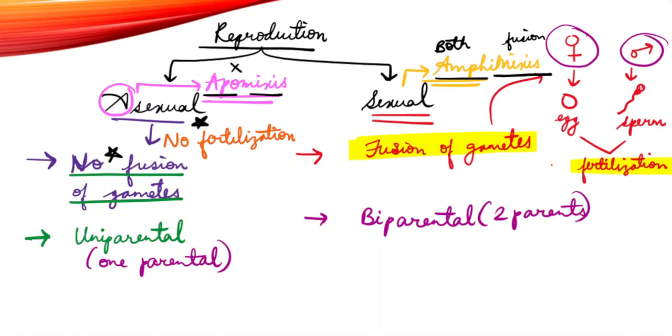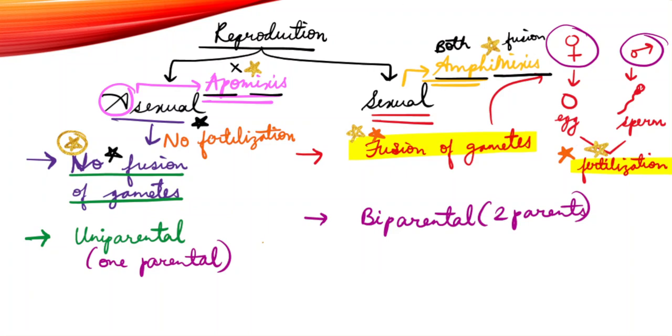These all terms are important. I wrote here fertilization, fusion of gametes, such terms are very, very important. I will mark them with golden color. Once again, these are the words that are important in this slide which can be asked.